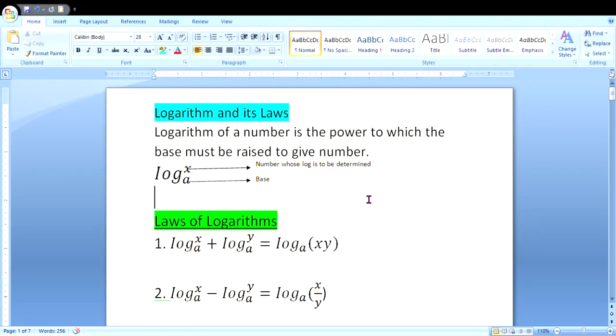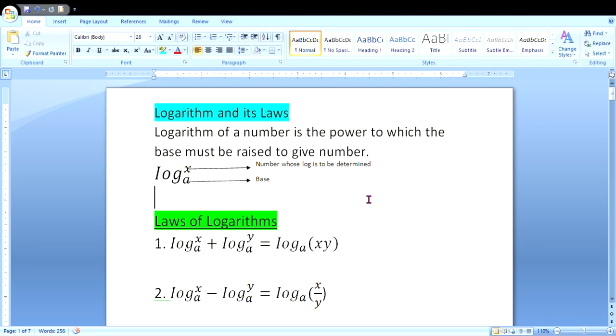Hello, good day. Here we're going to look at logarithm and the laws of logarithm. We're going to state the laws, then we provide the necessary proofs to them.